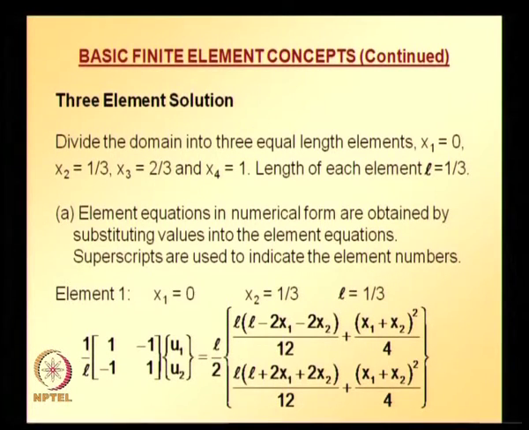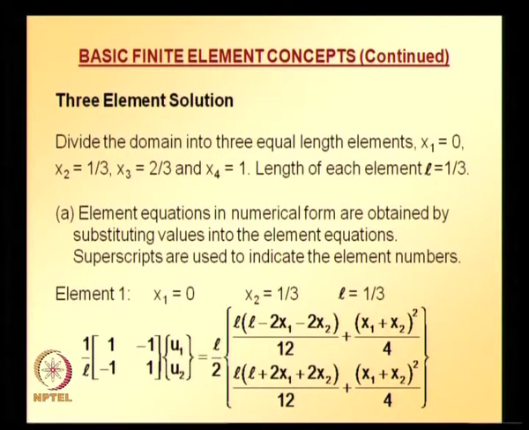For element 1, the first node is at x is equal to 0, the second node is at x is equal to 1 third, the length of this element is 1 third, and if you see this element 1, x is equal to 1 is not part of this element. So, we need to use element equations corresponding to the equations that we developed without boundary conditions.